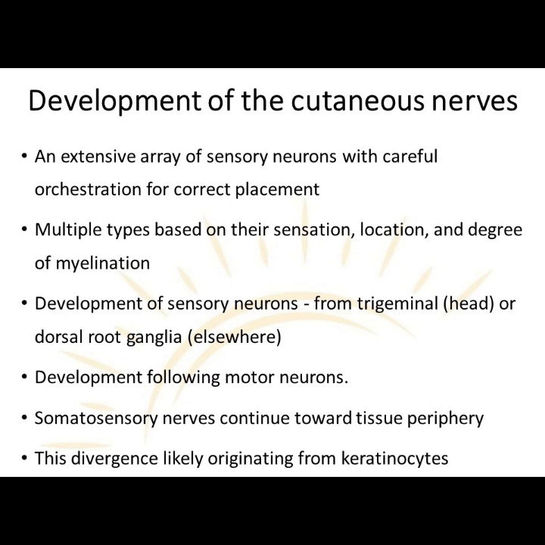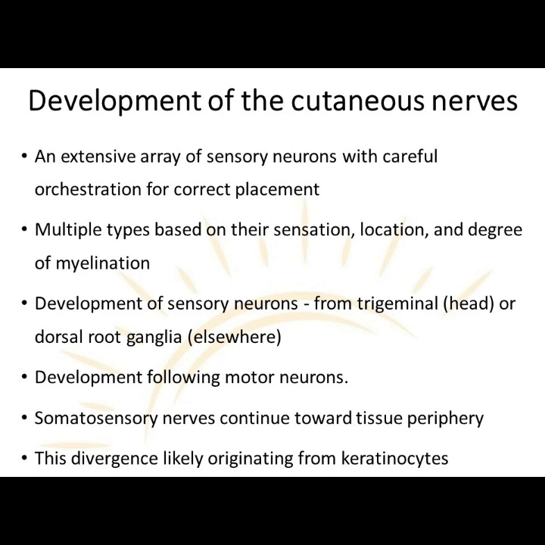Location. Deep dermal sensors, Pacinian corpuscles for pressure. Hair-associated sensors, light touch. Myelination. A-beta fibers, heavily myelinated, fast conduction, touch and pressure. A-delta fibers, thinly myelinated, sharp pain, temperature. C fibers, unmyelinated, dull pain, warmth, itch.